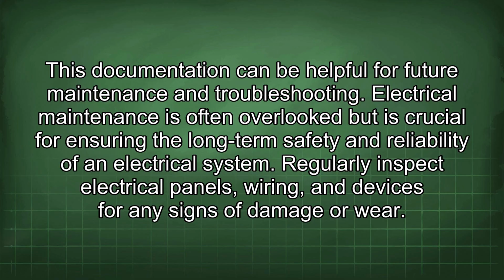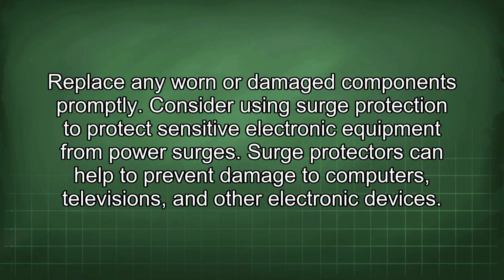Electrical maintenance is often overlooked but is crucial for ensuring the long-term safety and reliability of an electrical system. Regularly inspect electrical panels, wiring, and devices for any signs of damage or wear. Replace any worn or damaged components promptly. Consider using surge protection to protect sensitive electronic equipment from power surges. Surge protectors can help to prevent damage to computers, televisions, and other electronic devices.